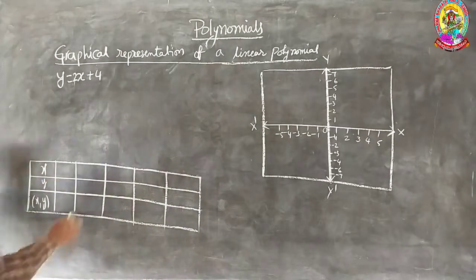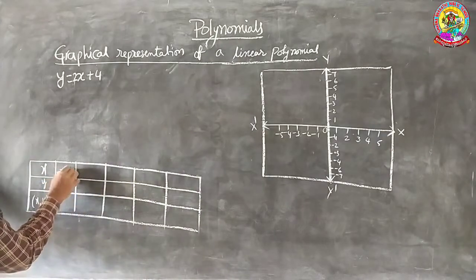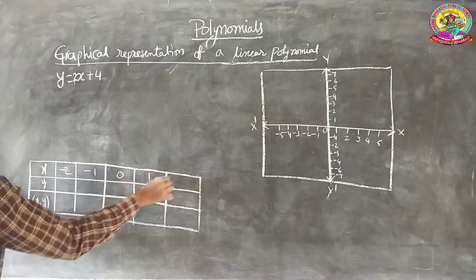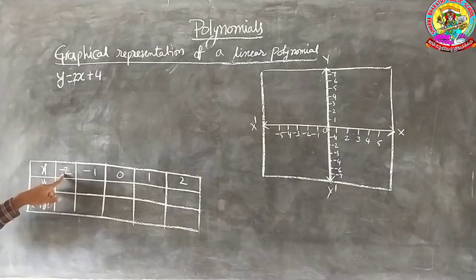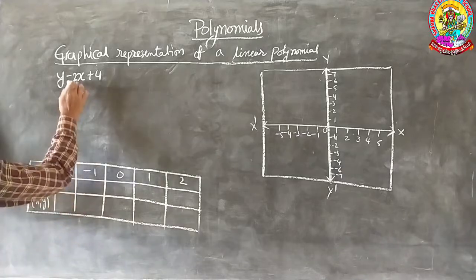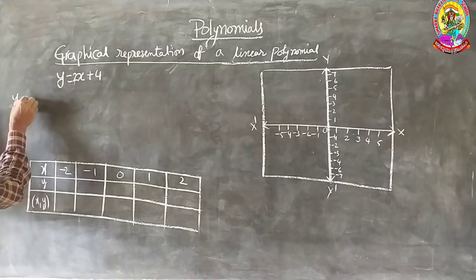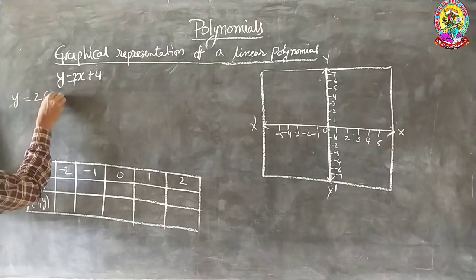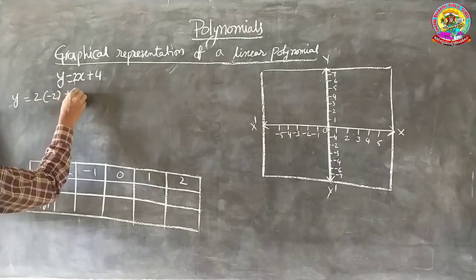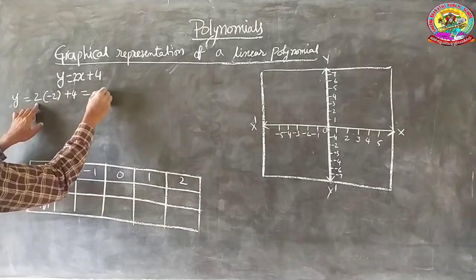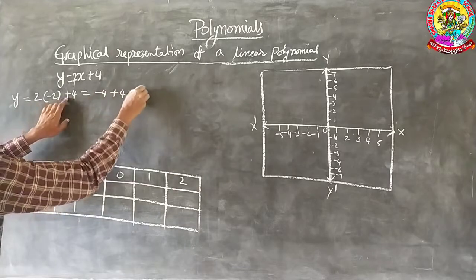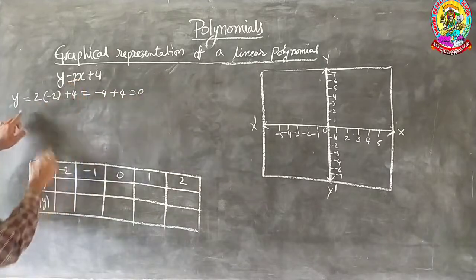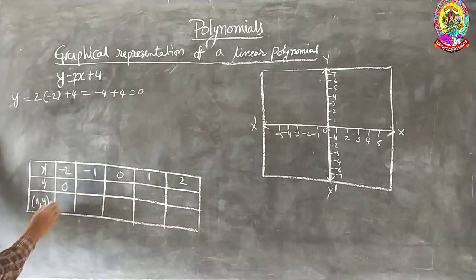In the place of x, you can take minus 2, minus 1, 0, 1, 2 as points. The choice is yours. If you take minus 2 and insert it, y is equal to 2 into minus 2 plus 4. What will happen? 2 twos are minus 4 plus 4 is equal to 0. If x is equal to minus 2, y is equal to 0.